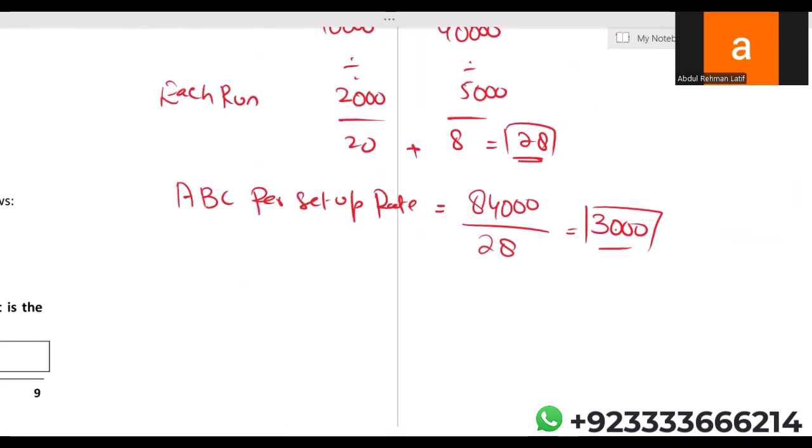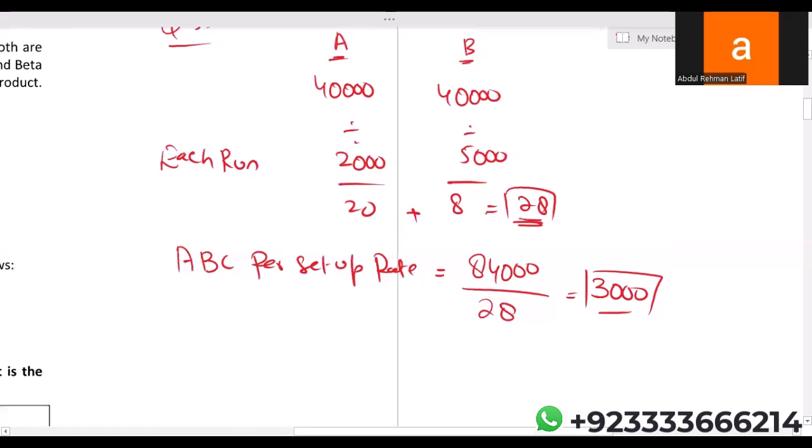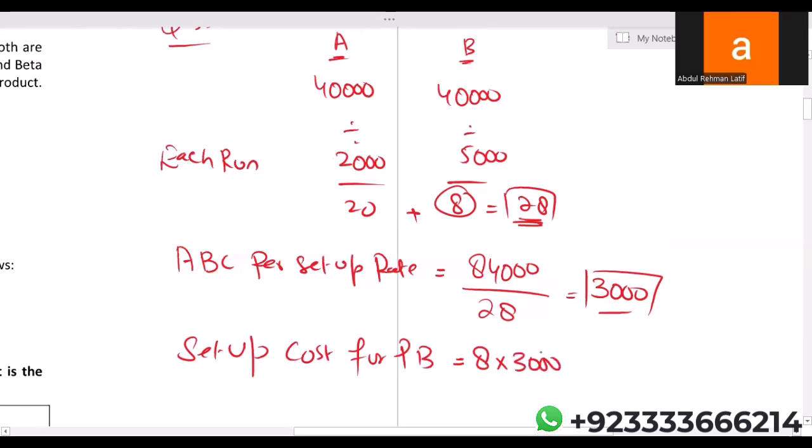B. There are total 28 setups. Out of that, 8 belong to B. It means the setup cost for product B. Total number of setups, there are 8 in product B. Per setup, the cost is 3,000. It means 8 multiplied by 3,000. I'm getting 24,000. So the setup cost which is allocated to product B is 24,000.